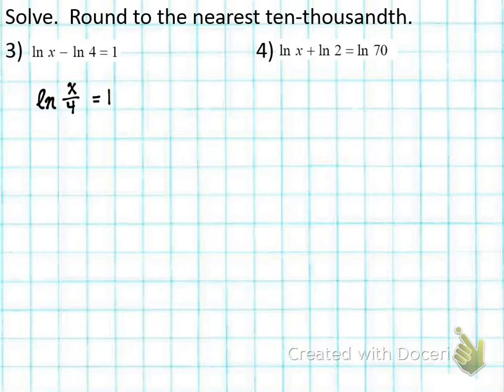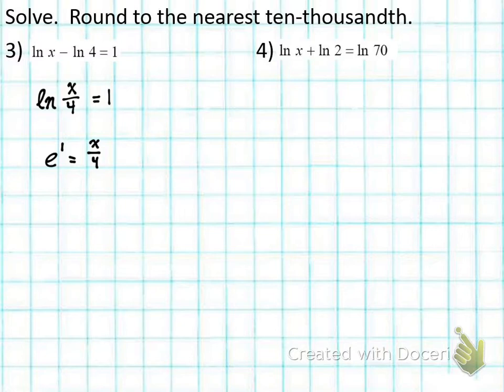What base are we assuming with a natural log? E. Base e. So what should I write next? How do I convert this to an exponential equation? So, what should I start with? What's the base here of the natural log? E. So we're going to start with e to the first equals x over 4, right? Okay, e to the first is like saying e, right? And we have an x.